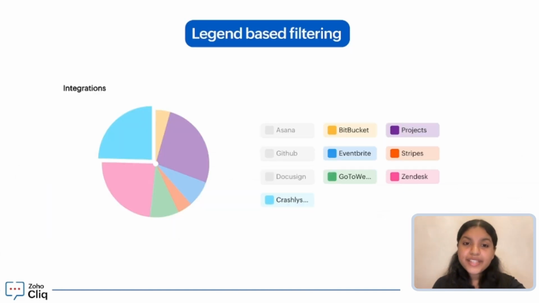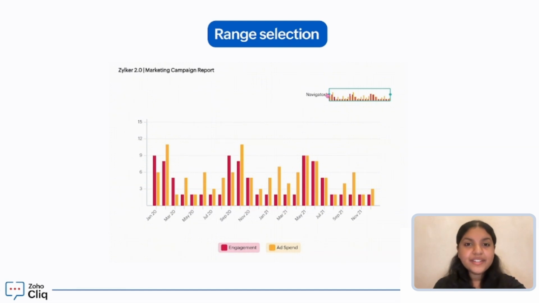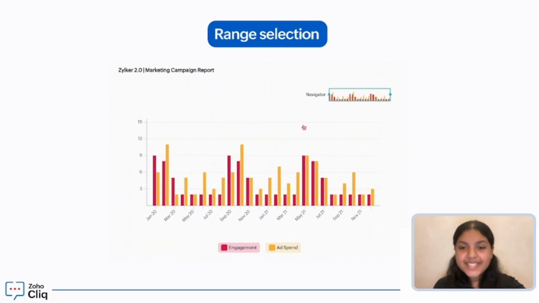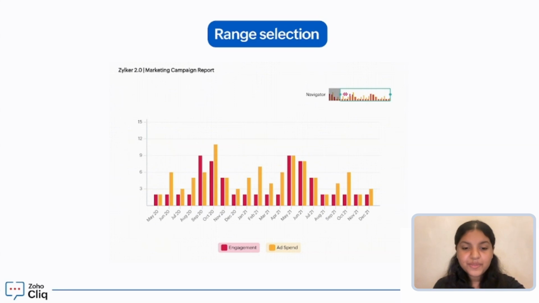You can also filter categories using legends. So you can choose which category and that specific data that you'd like to see. You can filter it among legends and you can see that as well. And you can also navigate with the range. So if you'd like to see data from a specific range, you can do that as well, and you can easily select and see the entire data in a bird's eye view as well.